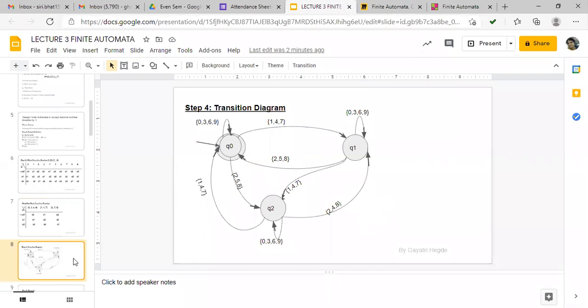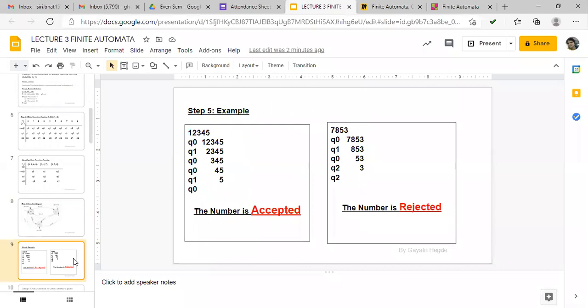So after the transition diagram, what is the next step? The next step is we have to verify our machine using an example. Through an example, we have to show that whatever we have designed is right. So here is one example, 1, 2, 3, 4, 5. How to solve this example? Start with the start state. Whichever is my start state, we have to start with that state. If I have taken QS as my start state, I have to start with QS. So start with the start state and write the example. Then go on reading the input, the first input on the state given.